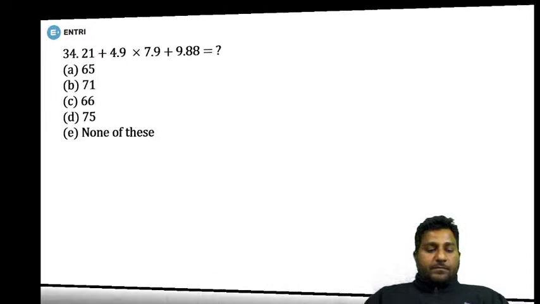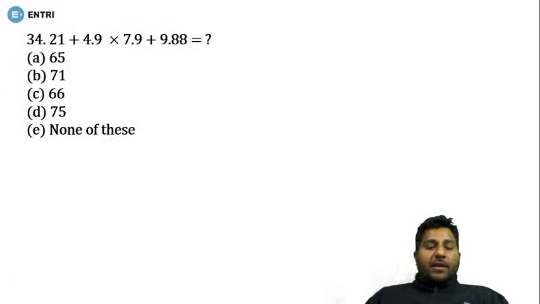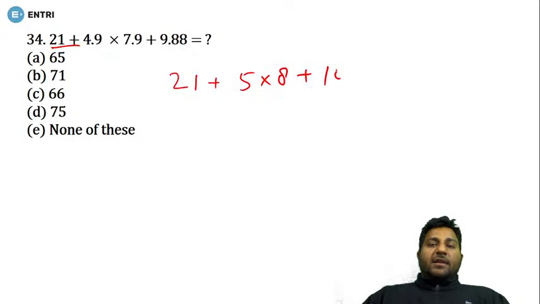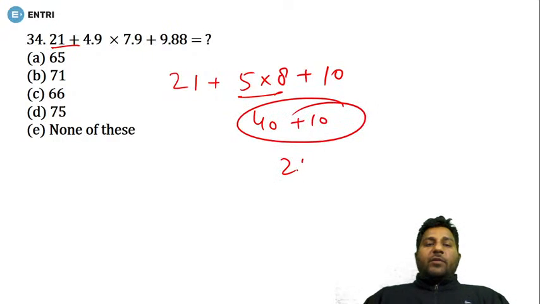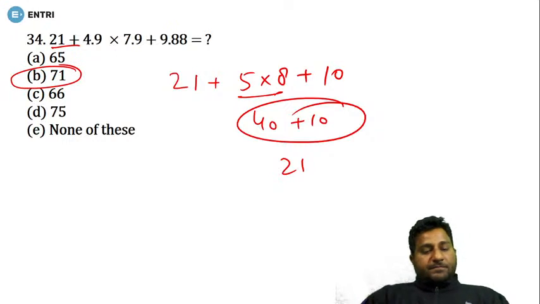Okay, I got it. 21 plus 5 into 8 plus 10. So look at this, 40 plus 10, 50, and 21, 71. B option. Got it?